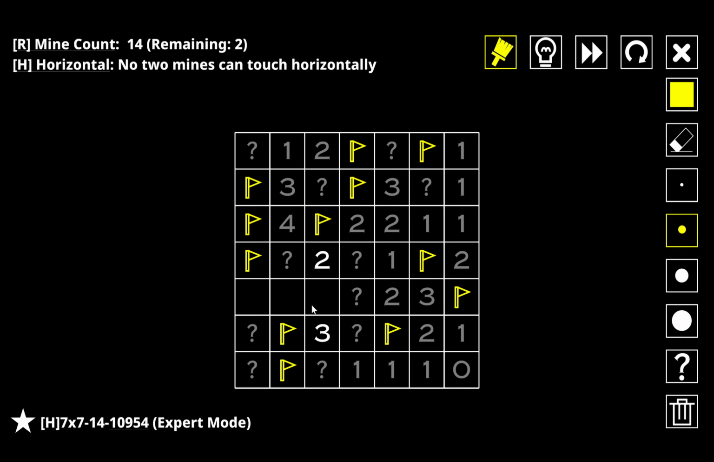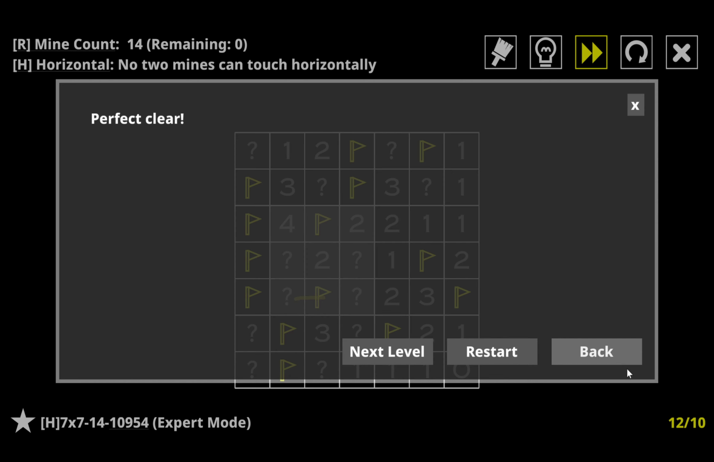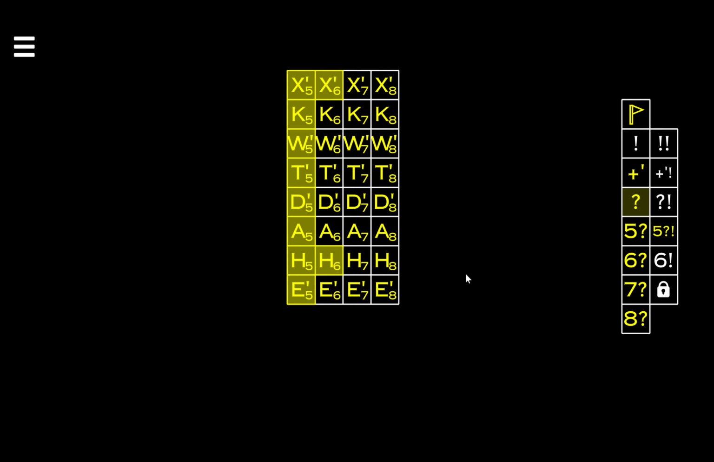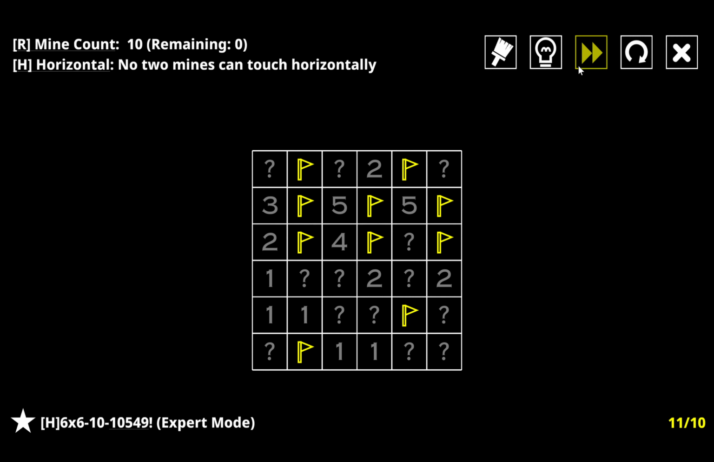And lastly, we can see that there is one mine here, one remaining mine with our global mine count, so that mine must be there. No mine there for horizontal. There we are. Alright, so that's just kind of what horizontal puzzles look like. We'll go ahead and go into a more difficult one real quick.